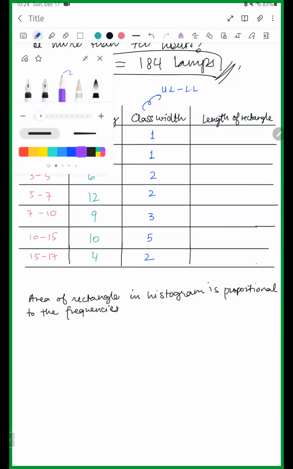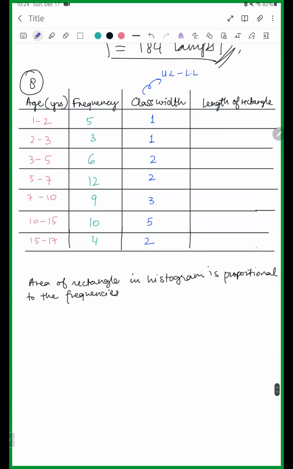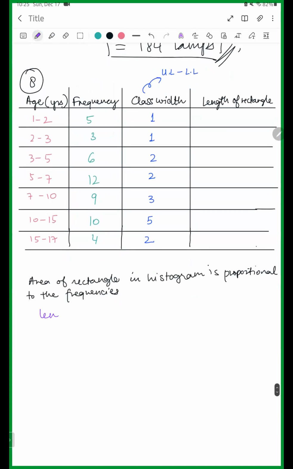Now the length of the rectangle, let me write the formula over here. Length of rectangle is equal to frequency by class width.